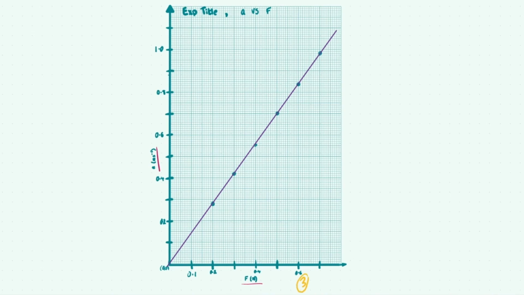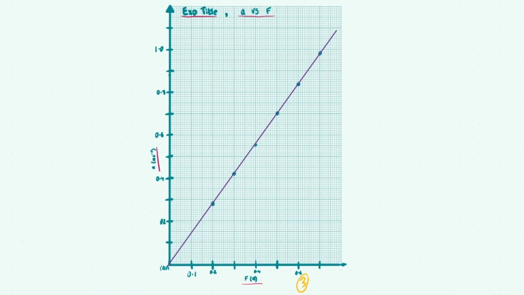It is also important to label your graph with the title of the experiment on top here. So in this case, it's acceleration versus force, or the relationship between them, because in case you're doing your questions out of order in the exam, or if your pages get misplaced, it's important to have them labelled so there's no confusion about which question it is.